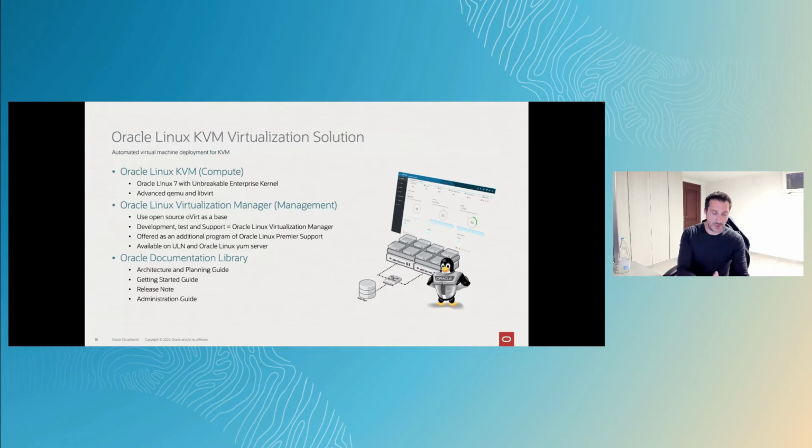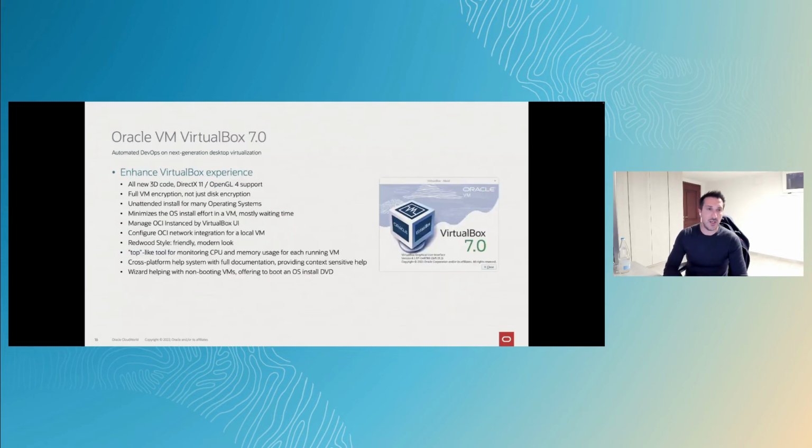So we moved from container images with Oracle Cloud Native Environment, cloud images with Oracle Linux KVM, and Vagrant boxes with Oracle VM VirtualBox. As you maybe already know, we have announced VirtualBox 7.0. And in this new major release, we introduced a huge list of new features. We really did a huge job on this major release for VirtualBox. Just to mention some of them, we introduced a completely new 3D code where we also have DirectX 11 and OpenGL 4 support for VMs running on top of VirtualBox.